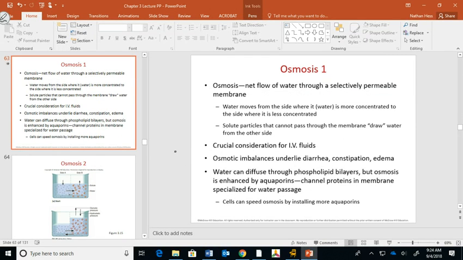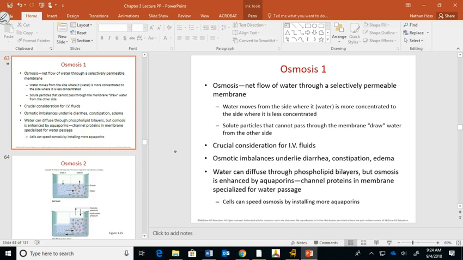Osmosis is the movement of water through a selectively permeable membrane. And please, that's a key piece. Osmosis does not deal with solutes moving, it deals with water moving. Most of the other stuff we're dealing with is some sort of solute, something dissolved in water or in our fluids. This is actually water itself moving.